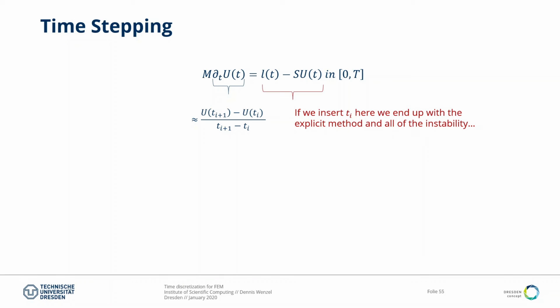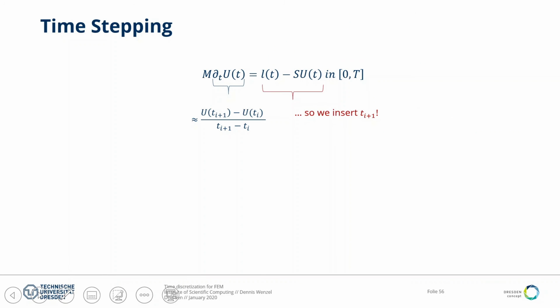And the next step is now to decide what time step to use here and there. So if you would insert t_i here, so if you would evaluate your load vector at the current time point and also take the current solution, then you would end up with an explicit method, because that would mean you would write f of t_i and u of t_i. And that would give you all of the problems that we know from explicit methods. So you would get terrible stability, and it's just not a good idea to go this way.